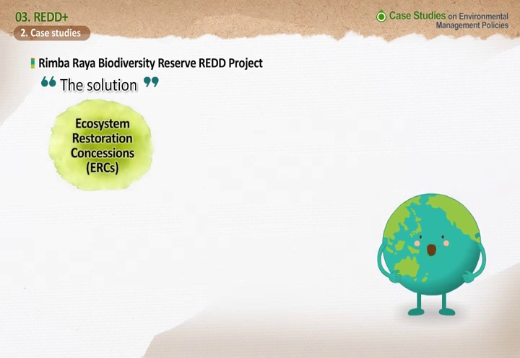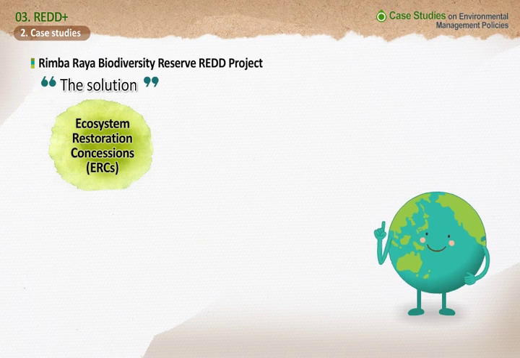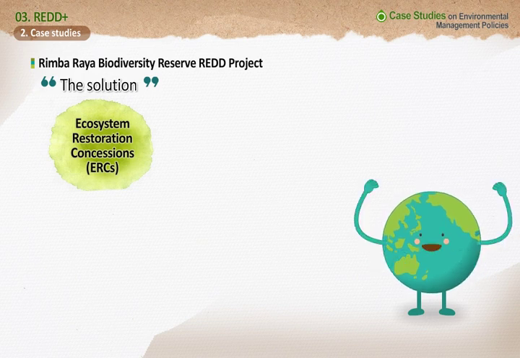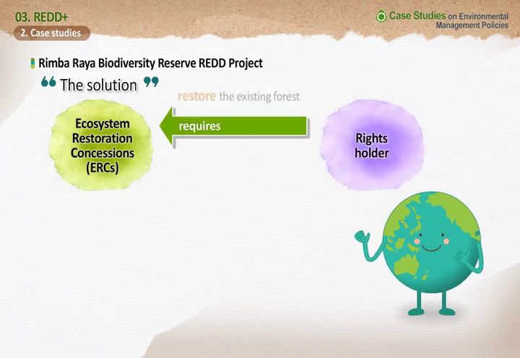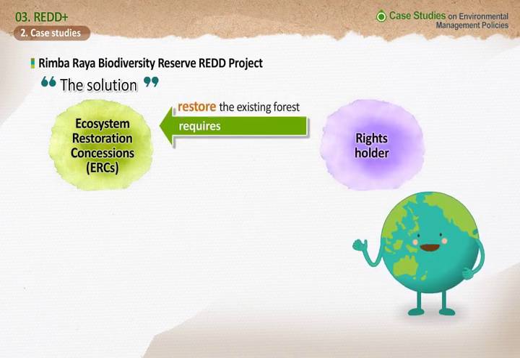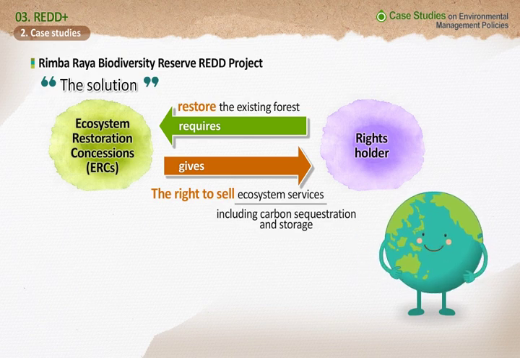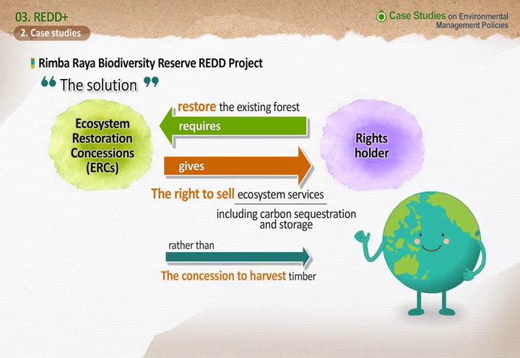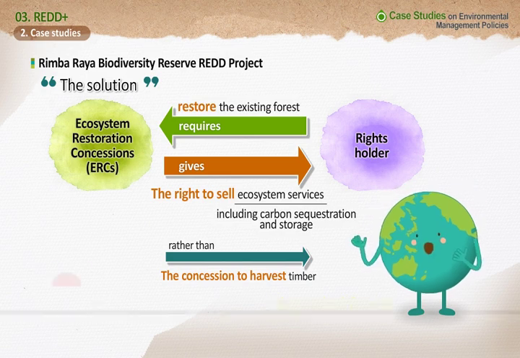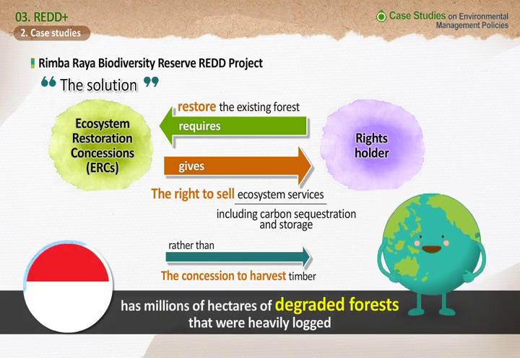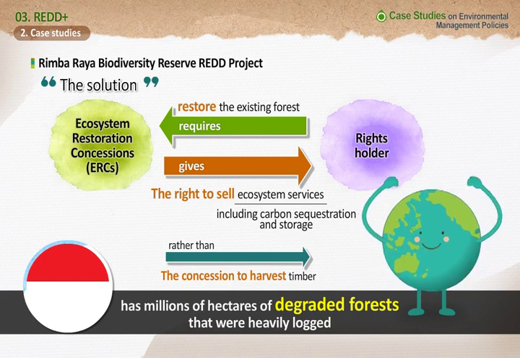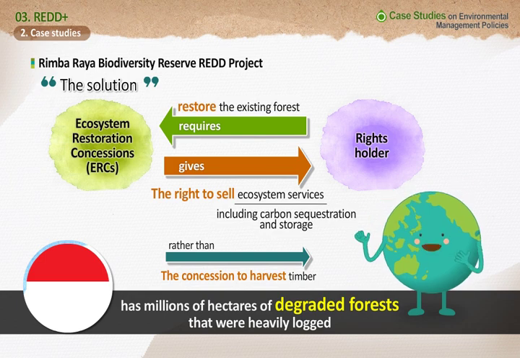Ecosystem restoration concessions, ERCs, are a new and innovative approach to forest management in Indonesia. It requires the rights holder to restore the existing forest and in return gives it the right to sell ecosystem services, including carbon sequestration and storage, generated by the forest, rather than giving the concession holder the rights to harvest timber from the forest. The government introduced the idea of ERCs because Indonesia has millions of hectares of degraded forests that were heavily logged in the past that it now wants to restore.